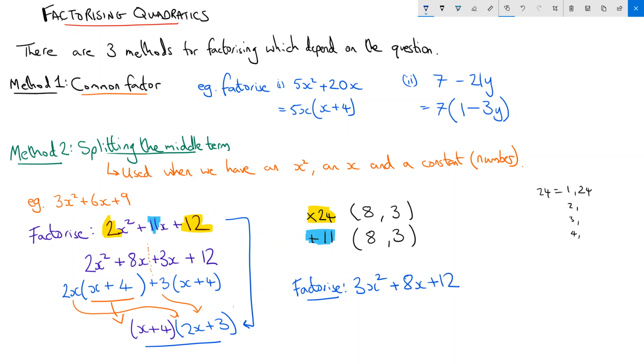How will you know to use this method? Well, you always use this method when you've got an x squared, an x, and then a number by itself. That's what you're looking for. This is one that you're going to try. So you want 2 numbers that multiply. You must write this down, okay? You need to have this as you're working.